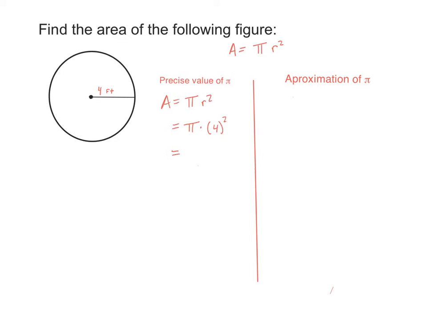or 4 squared. Now, to the second power means that you're going to be multiplying by itself. So now you have pi times 4 times 4, 16. And we're going to put the coefficient first, so we're going to put 16 pi. And that is your answer.